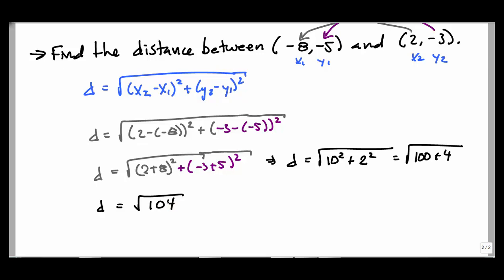Now, for this one, I want to look at perfect squares again. Are there any factors of 104 that are perfect squares? And I think 4 is definitely going to be one. So let's take 104 and divide it by 4. And we would get root 4, root 26. So I get distance is equal to 2 square roots of 26.